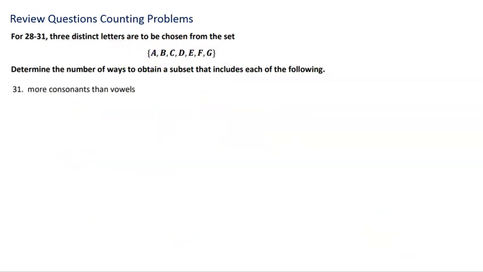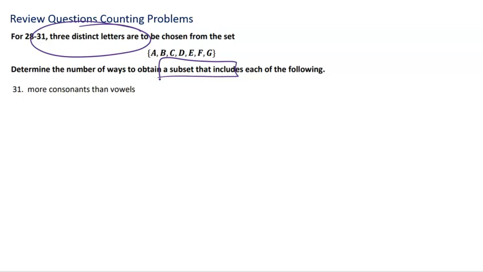Now for 31, the last of this group of questions: more consonants than vowels. Okay, so how could we do this? What does that mean, more consonants than vowels? First of all, we're still picking 3 letters, right? 3 distinct letters, like A, B, D, or E, F, G. It's a subset, so order doesn't matter. But how could we do more consonants than vowels? Think about all the possibilities, not of the letters, but more consonants.